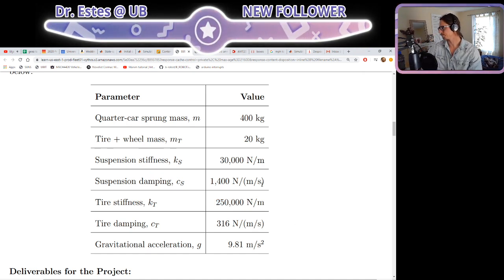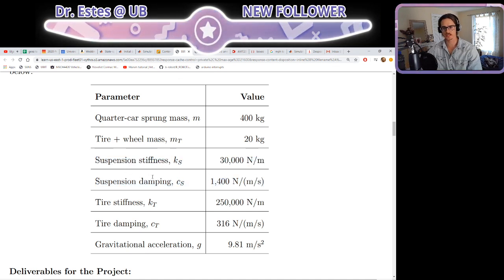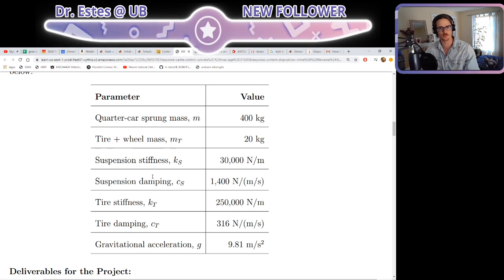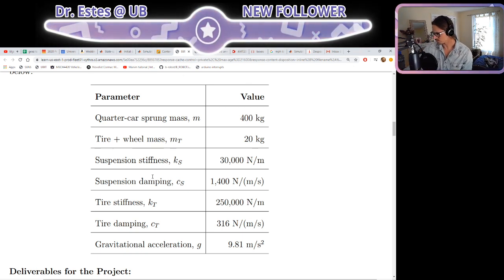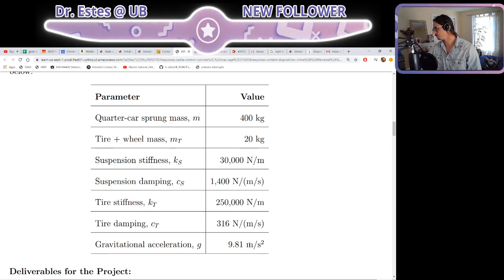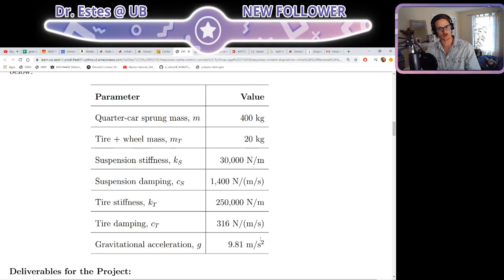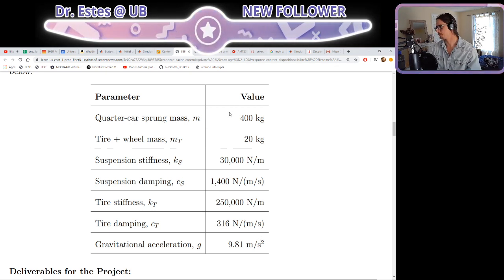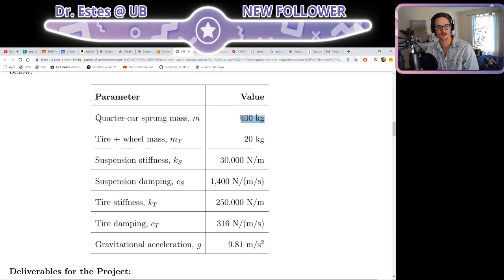I think the suspension system itself has a damping ratio of like 0.2, but your tire has a damping ratio of like 0.1. So they oscillate quite a few times before they settle. That's just what a low damping means. The quarter car sprung mass is 400 kilograms. So this is the weight of a fourth of a typical car.